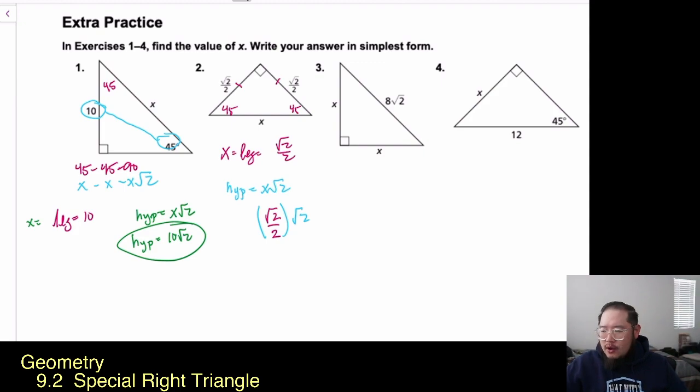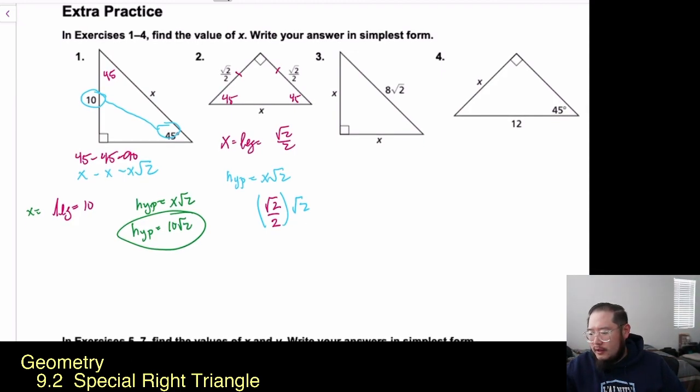Okay. When it comes to dealing with multiplying fractions, you multiply straight across. So we have rad 2 times rad 2, which is rad 4. And rad 4 is equal to 2. So 2 over 2, and then we end up with 1. So x right here, which happens to be our hypotenuse, that equals 1. All right.